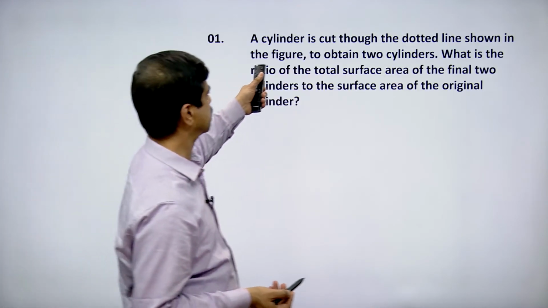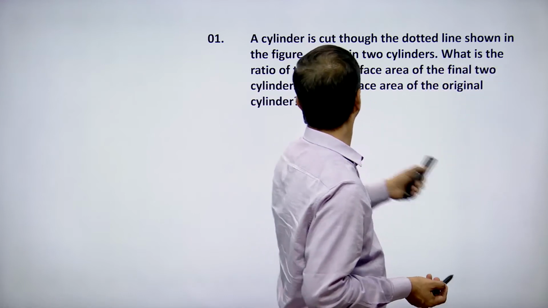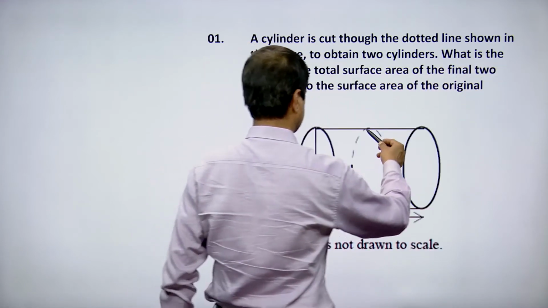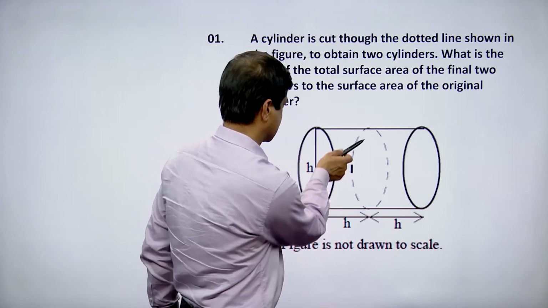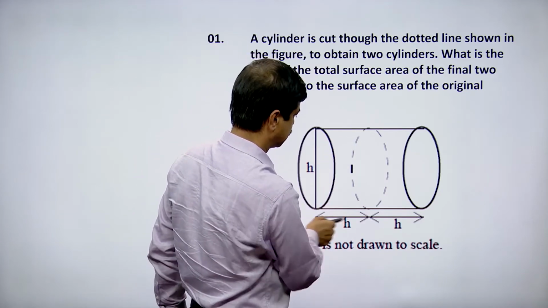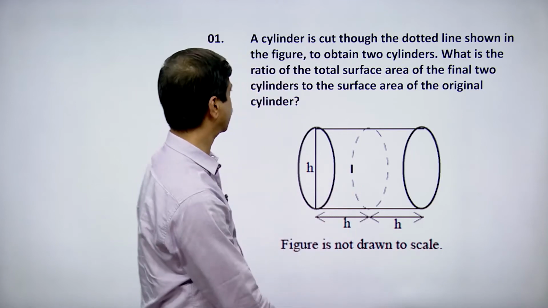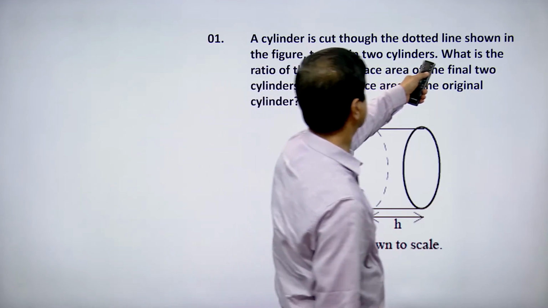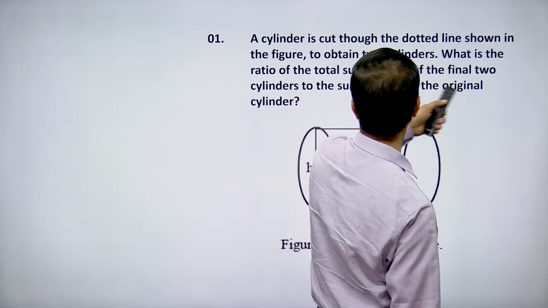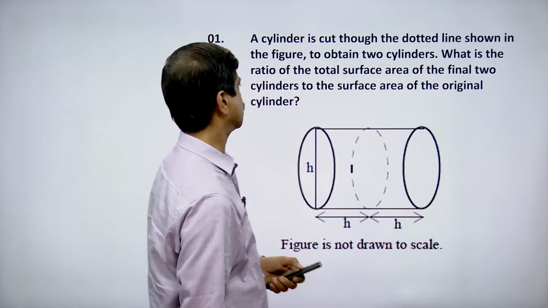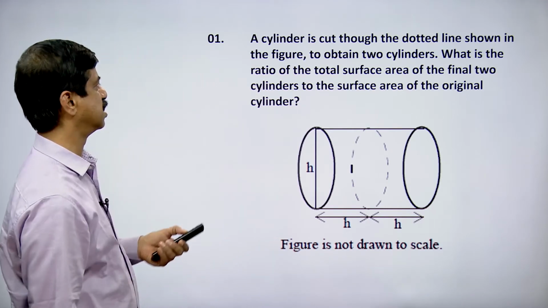A cylinder is cut through the dotted line shown in the figure, parallel to these two, exactly at the center. See, H and H, so exactly at the center. To obtain two cylinders, what is the ratio of the total surface area of the final two cylinders to the total surface area of the original cylinder?